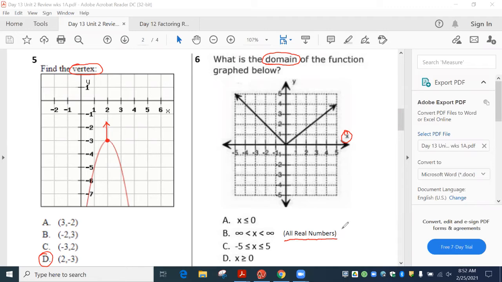Now, my boss that makes these tests, I don't know why, but when she made the test, instead of putting all real numbers, she put infinity symbols. Now, technically, infinity is the same thing as all real numbers. On our STAR tests, though, all they ever put is all real numbers. They don't ever put this infinity symbol. So I don't know why on the test that we're going to be taking next week they put infinity symbols, but just understand infinity is the same thing as all real numbers. So that's all real numbers.